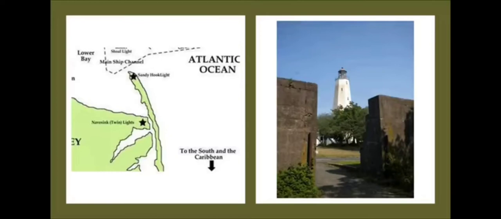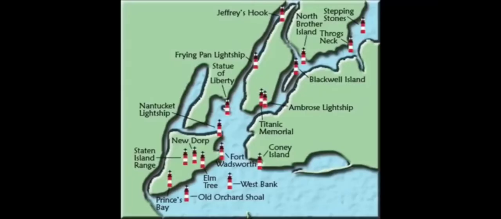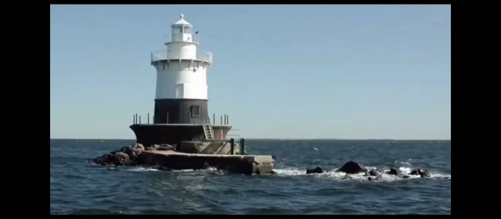Here are examples of New York Bay lighthouses. The Sandy Hook Lighthouse is located at the northern end of Sandy Hook at Fort Hancock, said to be the oldest working lighthouse in the United States, as we are told it was built in 1764. And other lighthouses of New York Bay include the Old Orchard Lighthouse, said to have been built in 1883 and is 3 miles south of the center of Staten Island.